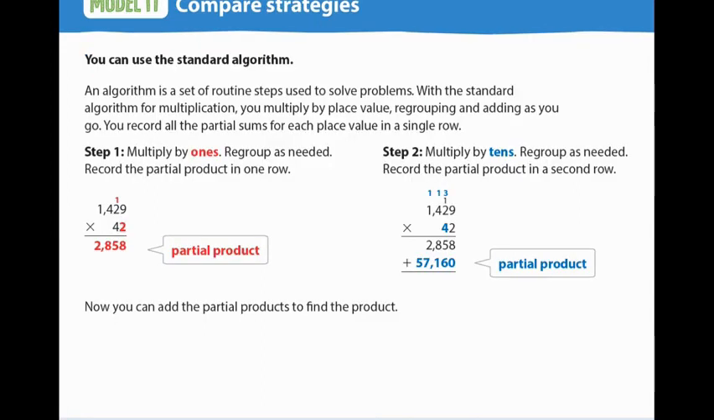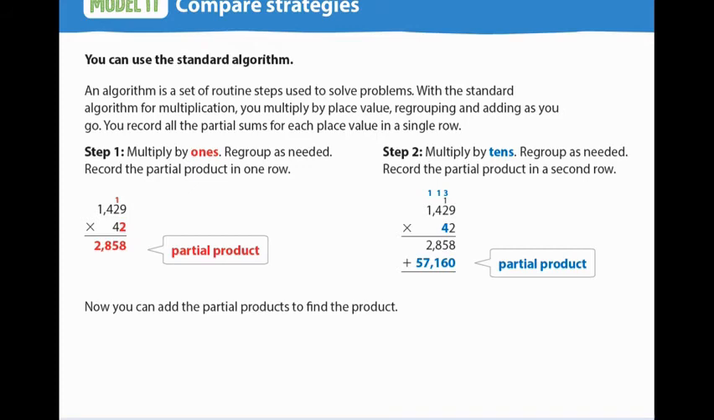All right, so let's talk about strategies. Yesterday we talked about area model and partial product, and I used the word parts because sometimes when we did some of the strategies yesterday, you actually had parts of numbers that you had to put together. Well, you can use the standard algorithm, all right? An algorithm is a set of routine steps used to solve problems. With the standard algorithm for multiplication, you can multiply by place value, regrouping, and adding as you go. You record all the partial sums of each place value in a single row.